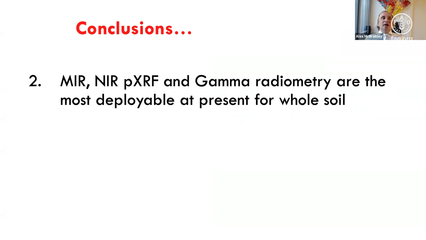At the moment, mid-infrared, near-infrared, portable X-ray fluorescence and gamma radiometrics are the most deployable kinds of spectroscopy for the whole soil. And they're both useful in the lab and in the field. So these are the methods for the moment. So if you want to get started doing something and you want to use it to actually generate real data, then I would be looking at one of these methods. I should say, you do better if you put them all together. I don't favor one over the other. I would prefer to use all of them and get bits and pieces of information from all of them by putting it all together. Next slide, please.